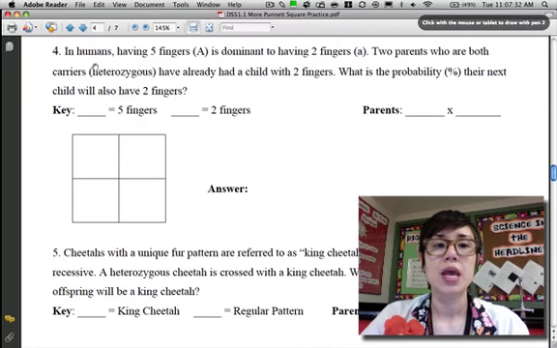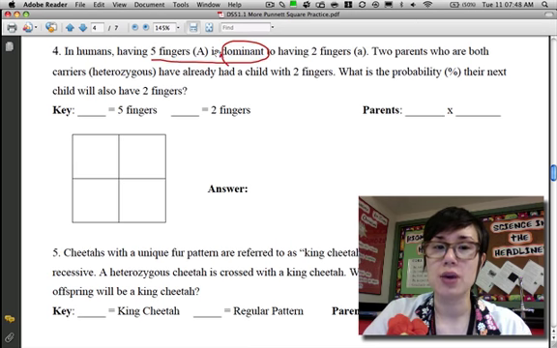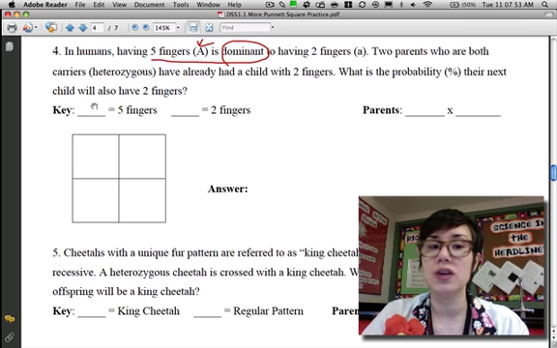Example 4. In humans, having 5 fingers, capital A, is dominant to having 2 fingers, a lowercase a. This is one of our favorite word problems because you don't really have to do any work to figure out the key. We've already given it to you. 5 fingers, we know it's dominant because I told you that in the reading, but I've already given you the genotype. So you can go ahead and fill in what 5 fingers is in your key.